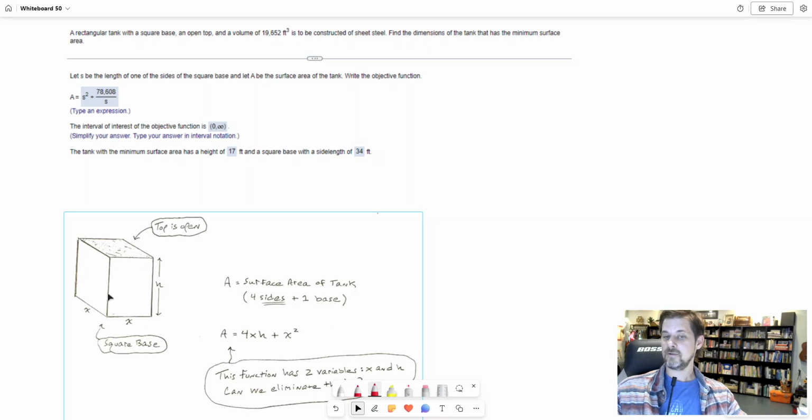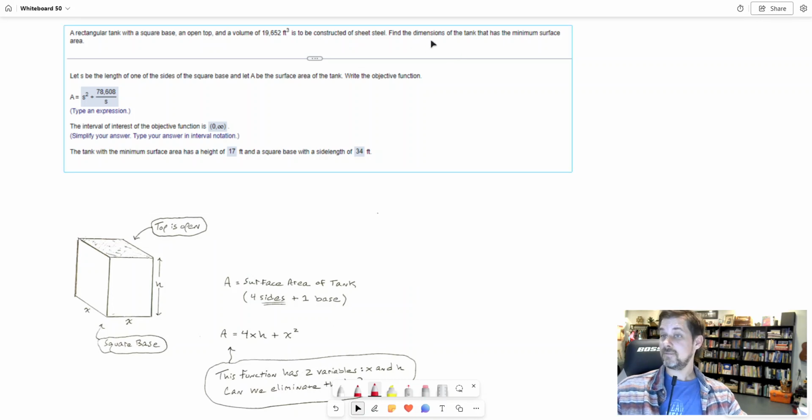See this rectangle on the front? That has an area to it. That has a size. It's x times h. And do you see this rectangle on the sides? Same thing. It has an area. It has a size. That's also x by h, the area of a rectangle.